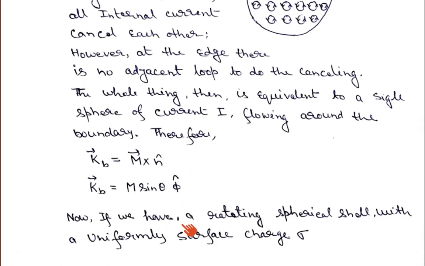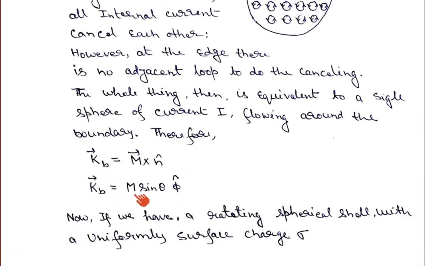Now if you recall my previous lectures where I calculated the magnetic field due to a rotating spherical shell with a uniform distribution of surface charge density sigma. If we have a rotating sphere which is distributed with surface charge, then because of the rotation, this surface charge will contribute a surface current, okay. So this surface current, which is due to the surface charge because of the rotation of the sphere, can be written as equivalent to this bound current.